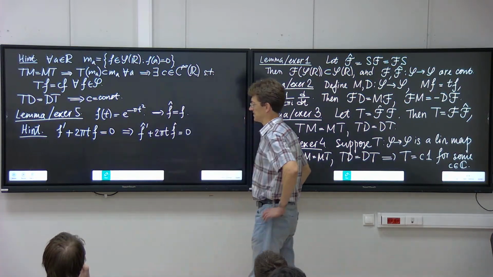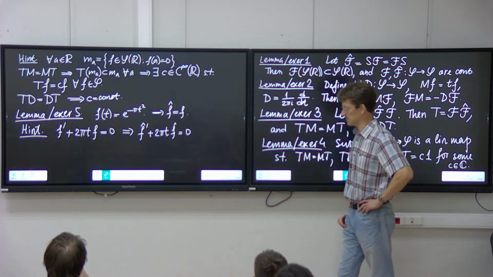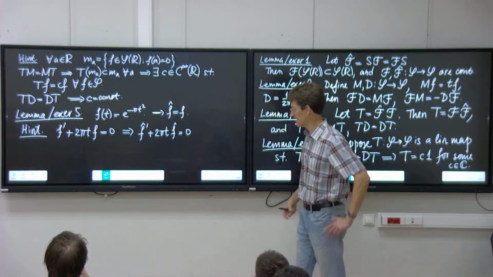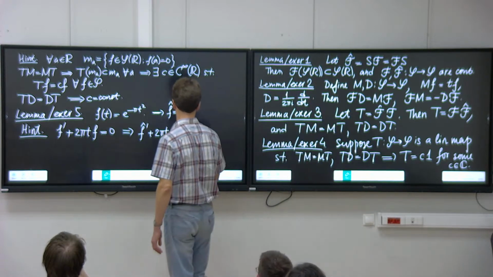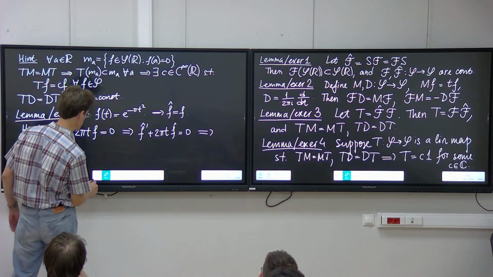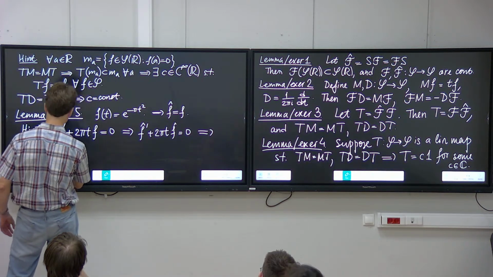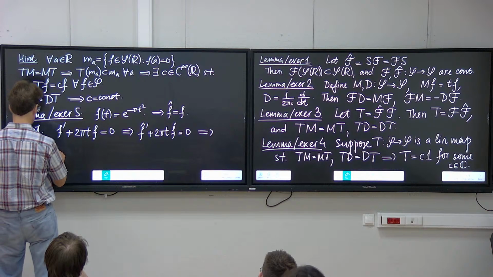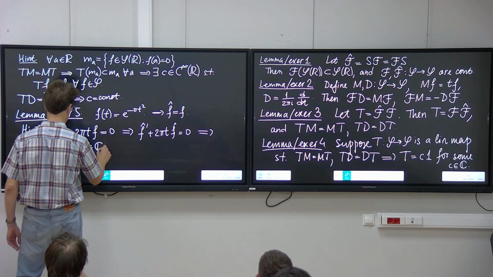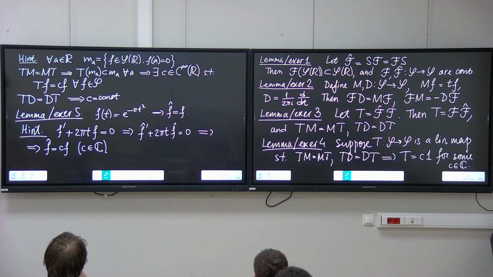But this is a first order linear differential equation. Its space of solutions is one-dimensional. So this implies that f and f hat can only differ by a constant, a multiplicative constant. And to show that this constant is equal to 1, we simply evaluate at 0.